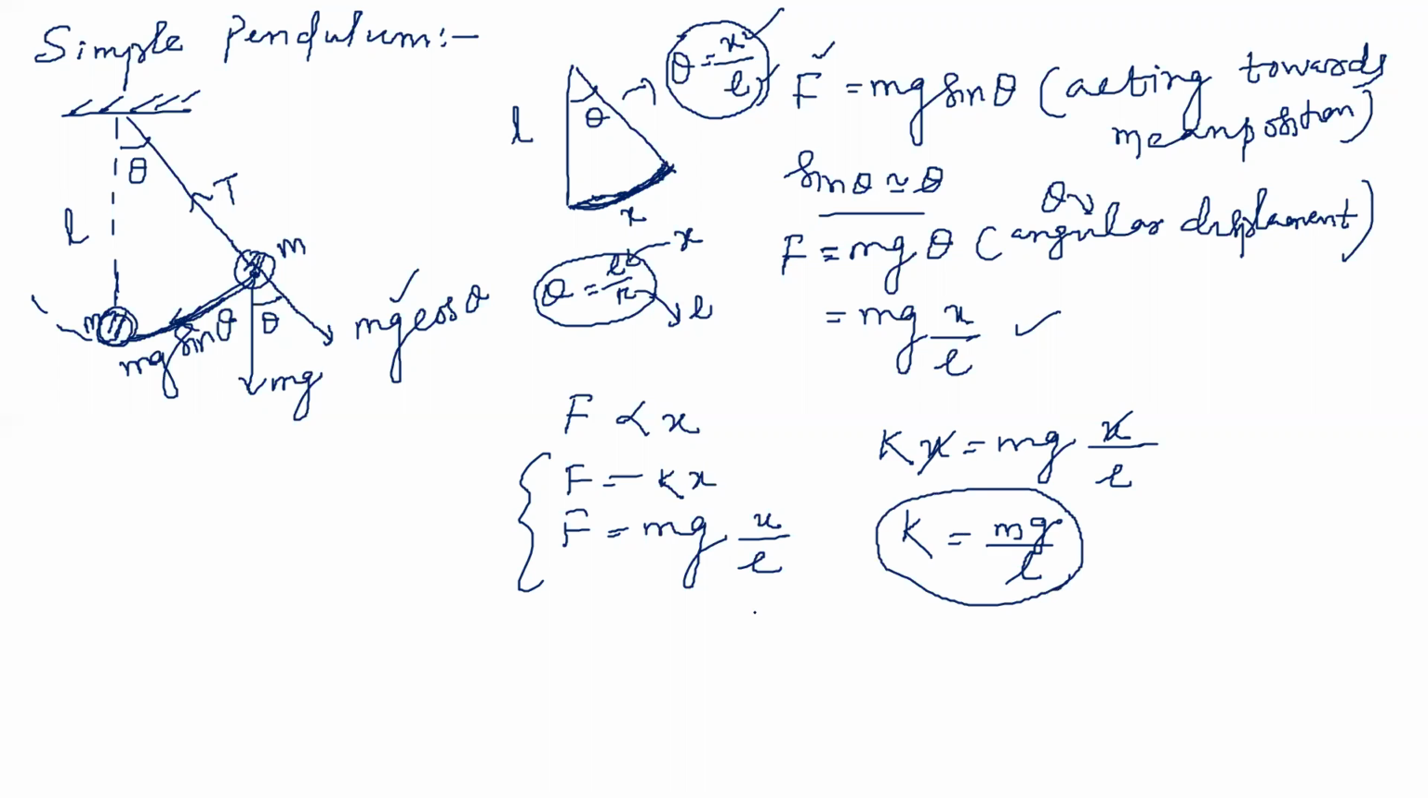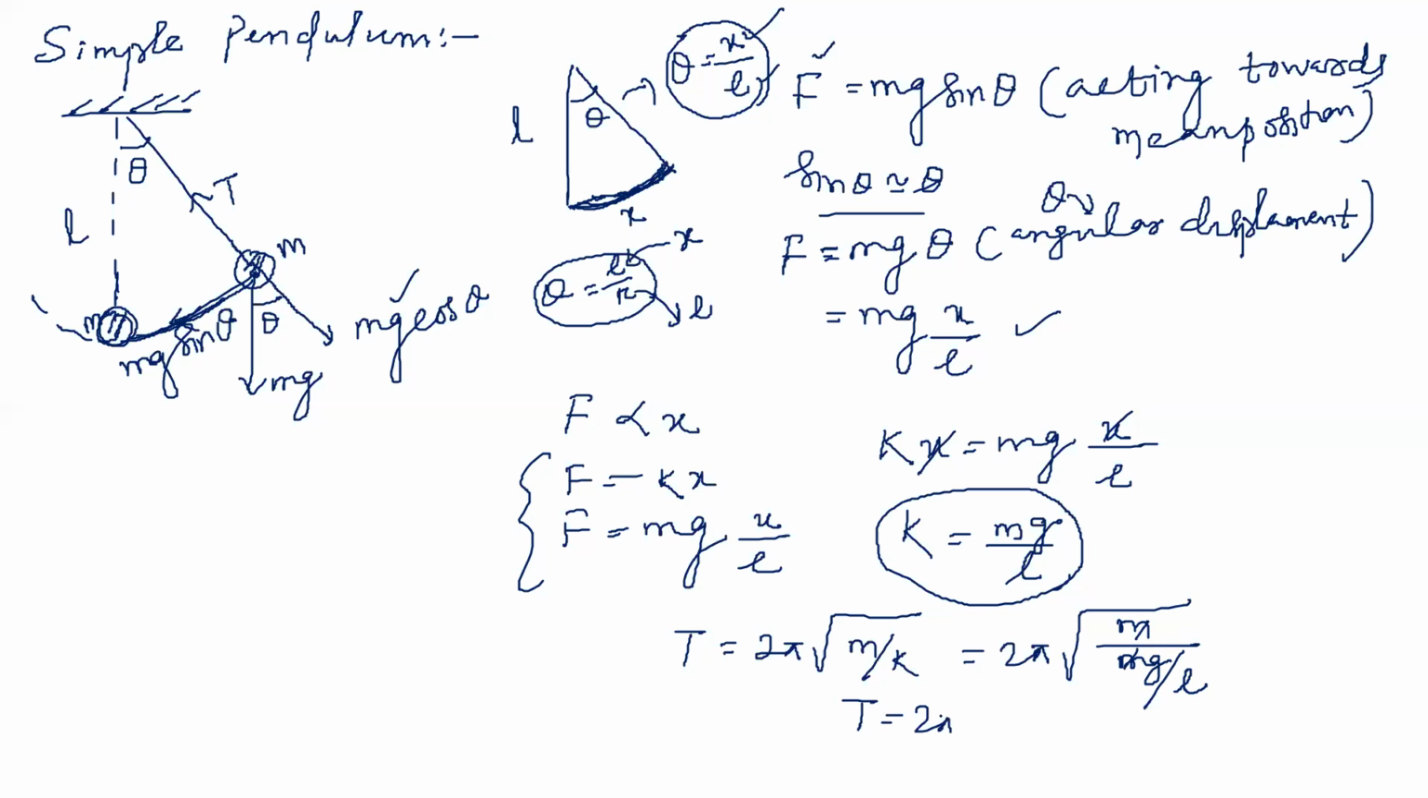And for the simple pendulum time period, what was the formula for the time period of SHM? 2 pi root under m by k. Just before, on the slide, we highlighted that T is equal to 2 pi root m by k. Then we can write 2 pi into, in place of k, what can I write? Mg by L. Okay, this m will be cancelled. Then we can write the time period is equal to how much? 2 pi root under L by g.